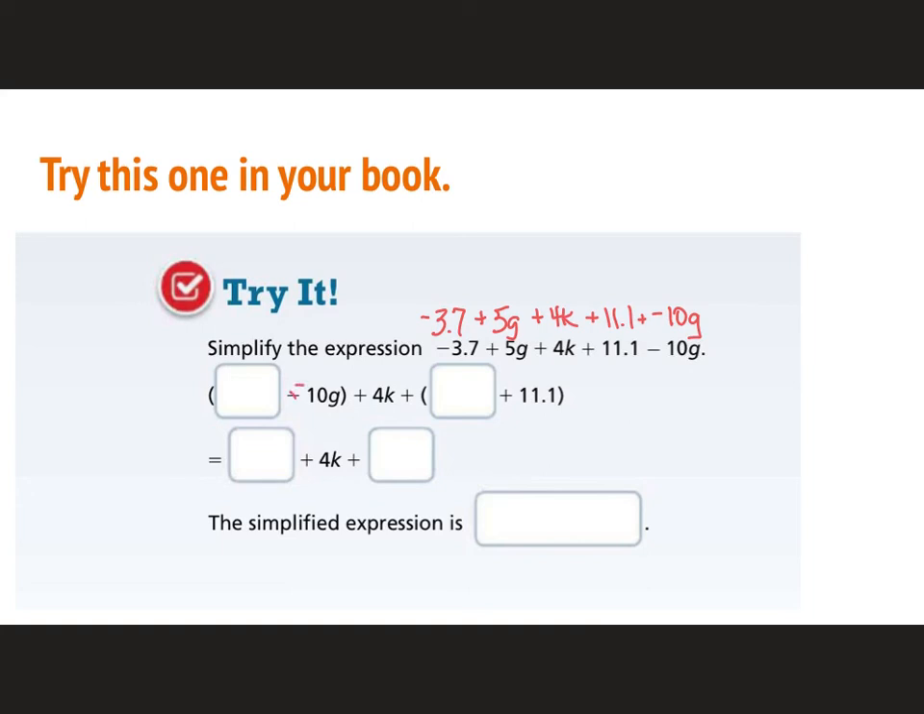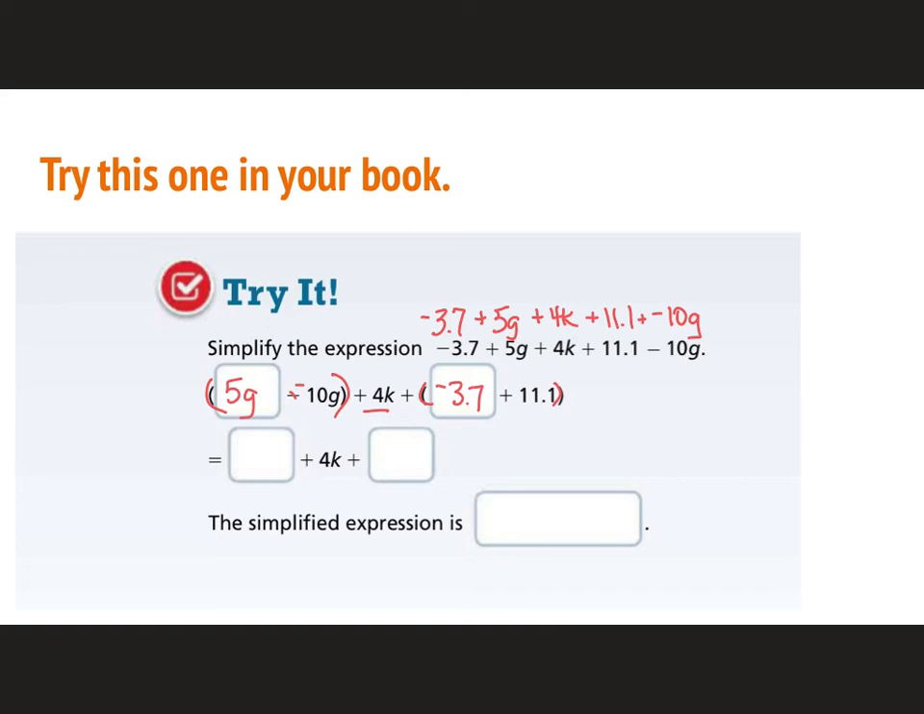What can I add to the negative 10G? Well, 5Gs. That would go there. And what can I add to the 4K? Well, nothing, because it's the only one with a K in it. So these parentheses are around the 11.1. And what other number is a like term to 11.1? That's right, negative 3.7, because it's a constant. So these things inside the parentheses are like terms. There's only one term in the set that has a K in it, so that's by itself, and the constants.